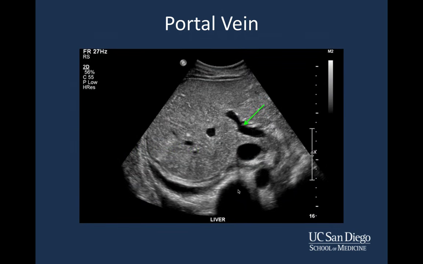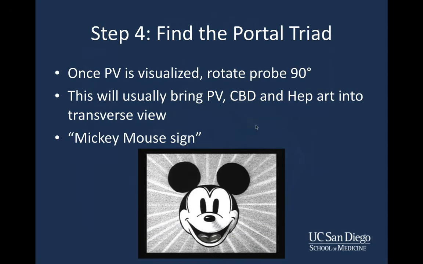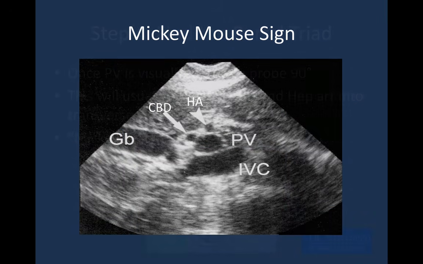So here you can see this is the liver, this is inferior vena cava, and this is a large caliber vessel running within the hilum of the liver that has echogenic walls, and that is the portal vein. Now, once the portal vein is visualized, you can rotate the probe 90 degrees and you can look at the portal vein either in short axis or in long axis. If you look at the portal vein in short axis, there's something that some people refer to as a Mickey Mouse sign, which will allow you to see the whole portal triad in short axis. And you'll see the portal vein, the common bile duct, and the hepatic artery all in one transverse view. And it looks something like this.